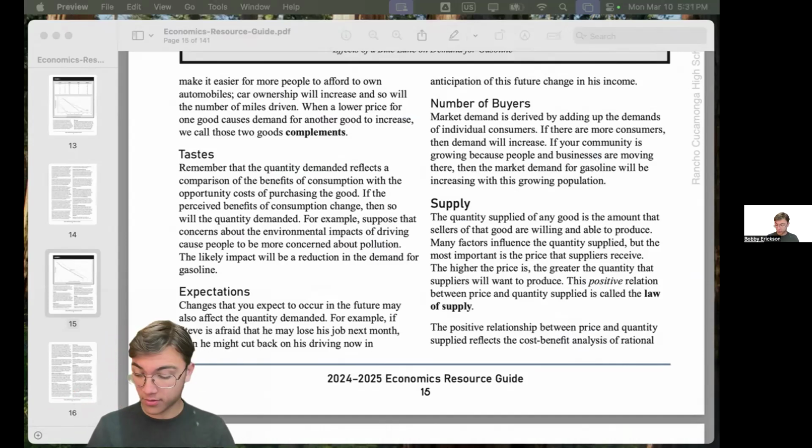Then you have the number of buyers. If you have more consumers, then the demand will increase. If the community is growing, and there are more people and more businesses coming into the town, then the market demand for gasoline will increase with a growing population. So you have more demand with more people.